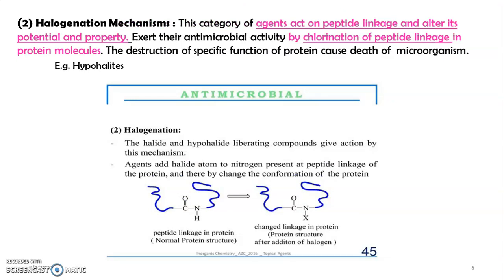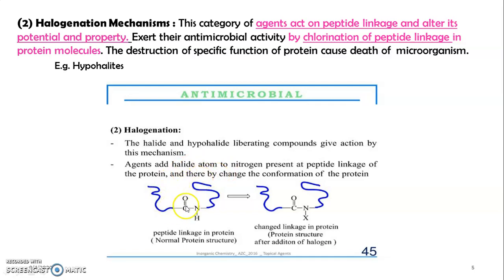Second one is the halogenation mechanism. There are different antimicrobial agents which act by halogenation. This category of agents acts on the peptide linkage and alters its potential and properties. They exert antimicrobial activity by the chlorination or halogenation of the peptide linkage in the protein molecules, and the destruction of specific function of the protein causes death of the microorganisms. The halides or hypohalite liberating compounds give action by this mechanism.